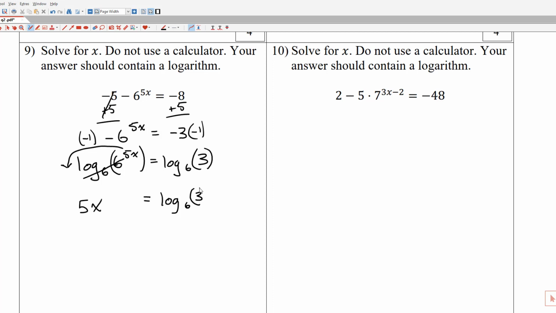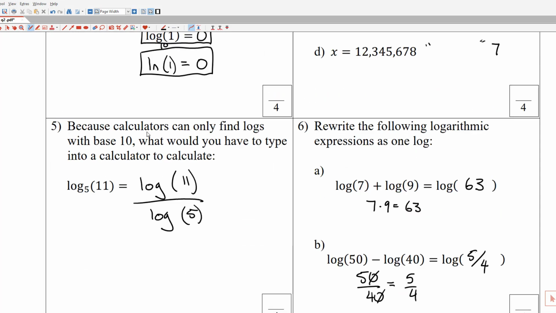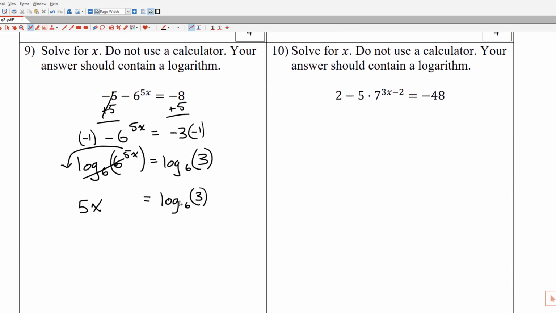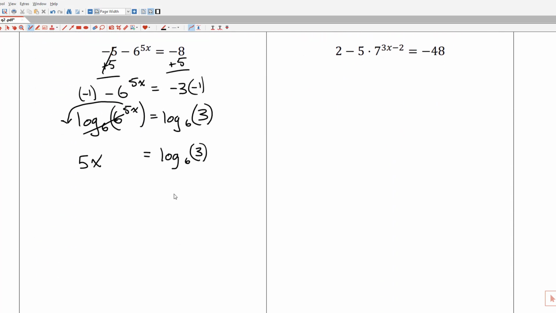You can change the base here to make this into a fraction, like you saw in a previous problem. I'm essentially saying you can do this change of base formula if you want, but I'm never going to. I'm just going to leave it log base 6 of 3. If you don't have to do extra work, don't do it, right?